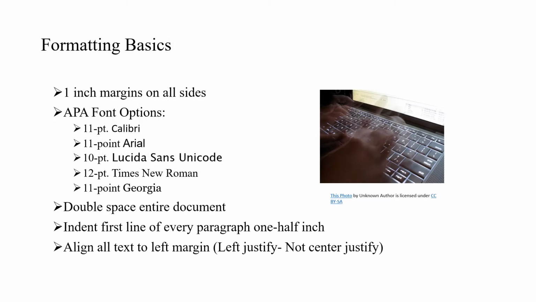Remember to use the formatting basics for 7th edition APA. They include using 1-inch margins on all sides of your paper. You have 5 APA font options that are listed here: 11-point Calibri, 11-point Arial, 10-point Lucida Sans Unicode, 12-point Times New Roman, and 11-point Georgia. Please double space your entire document, indent your first line of every paragraph 1/2 inch, and align all text to your left margin. So make sure your paper is set up left justify, not center justify.